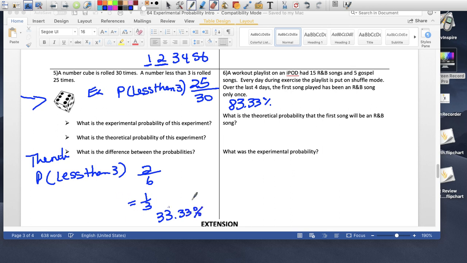What was the difference? Well, let's do a prediction here. In theory, I expected to land on a less than 3 1/3 of the time. How many times are we going to roll this? 30 times. 1/3 times 30 is 10. So I was expecting a number less than 3 10 times. Did it happen 10 times? No, it happened 25 times. So much more than expected. What was the difference? 15 times.